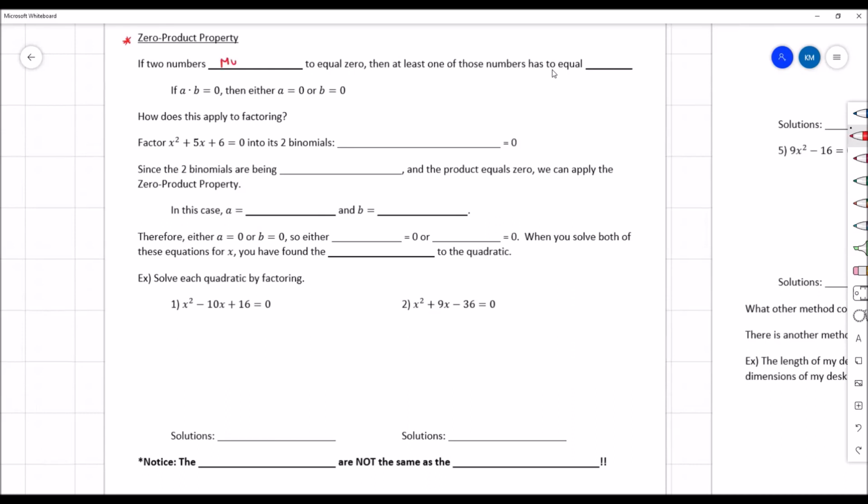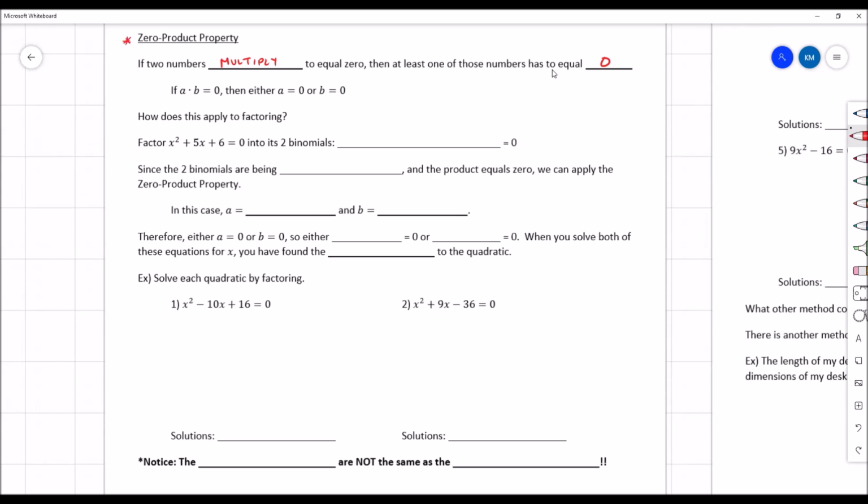If 2 numbers multiply to equal 0, then at least one of those numbers has to equal 0. Basically, if A times B equals 0, then either A equals 0 or B equals 0. Okay, how does this apply to factoring?